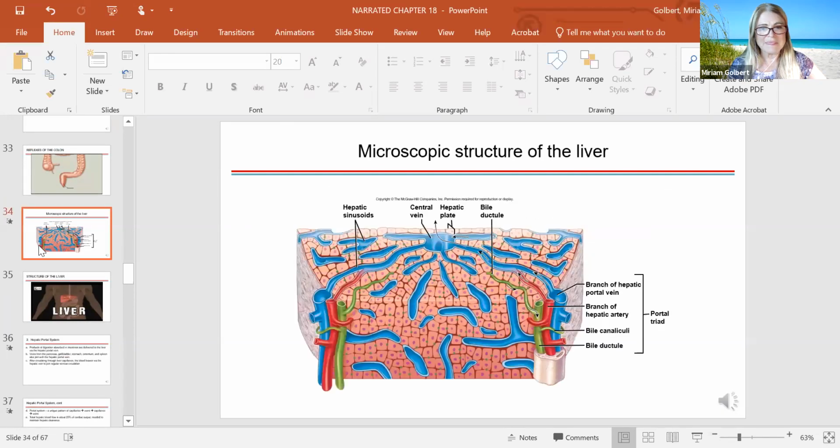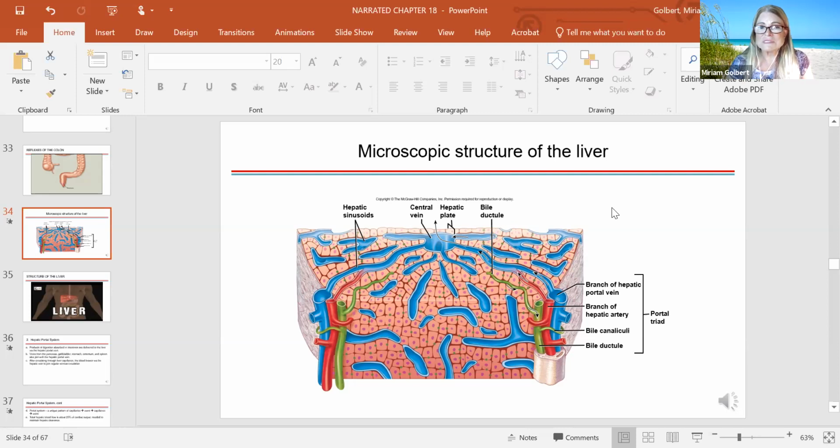So now we're going to talk about the liver. And again, the liver is not a participant in digestion, but it's an accessory organ, which is extremely important. The liver has so many different functions, right?